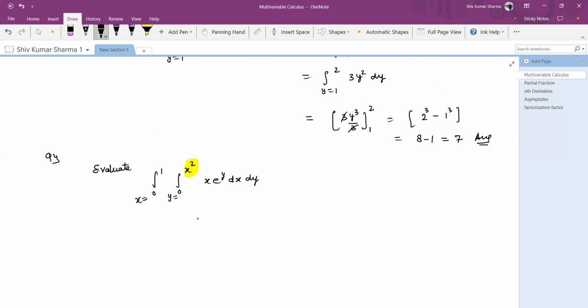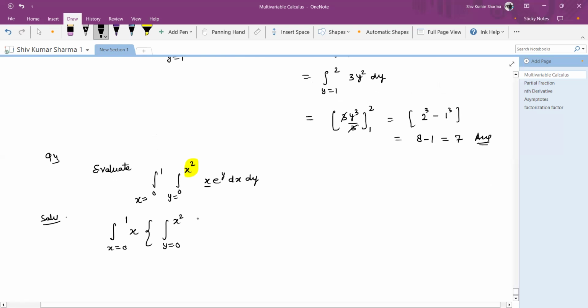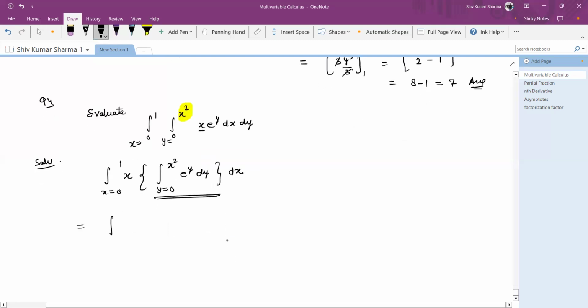Now first we solve the variable limit. So we write this as x equal to 0 to 1, and integrate first with respect to y. We take x outside because x works as a constant when we integrate with respect to y. So we write e raised to the power y into dy, with dx outside. When we solve this integral, what is the integration of e raised to the power y? It is e raised to the power y, with limits 0 to x square, into dx.